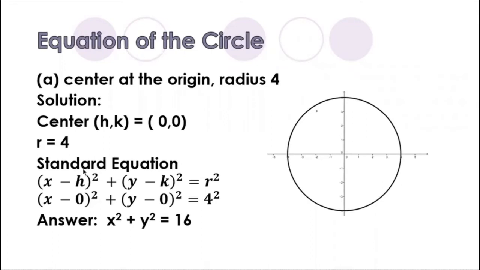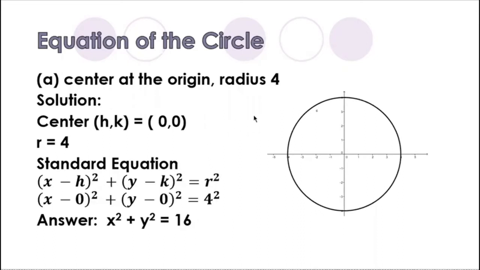Using the standard equation formula, we have x minus h squared plus y minus k squared equals r squared. Then, substitute lang natin yung value ng origin or yung coordinates ng origin, 0 for h and 0 for k, and r is 4 squared. So, the answer for the standard equation is x squared plus y squared equals 16. Since 4 squared is 16.